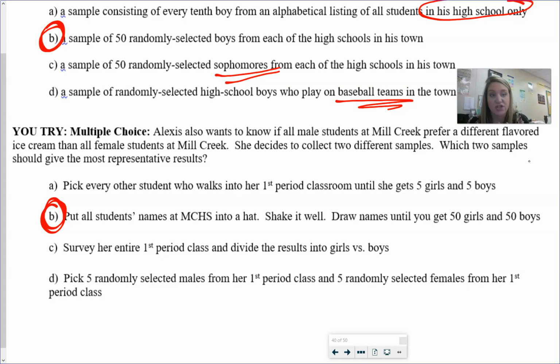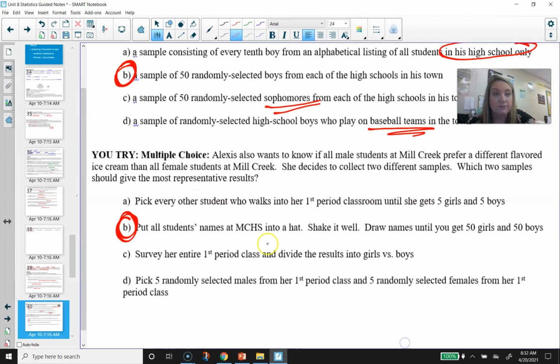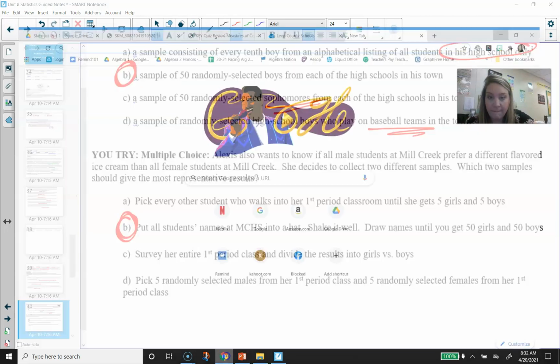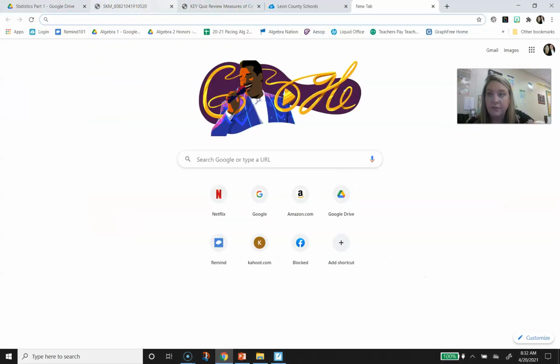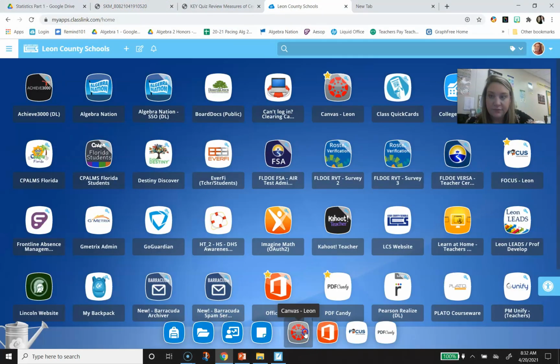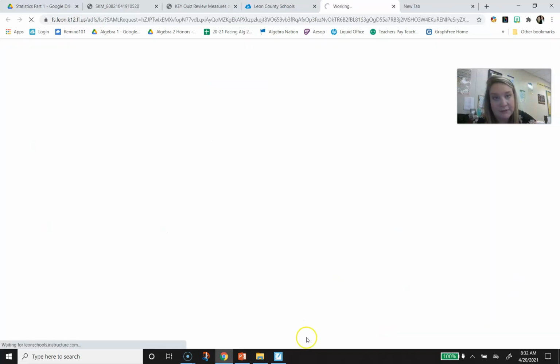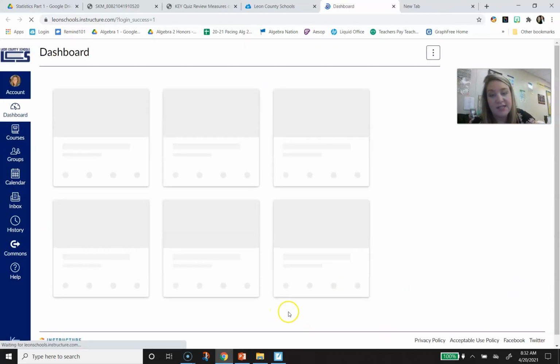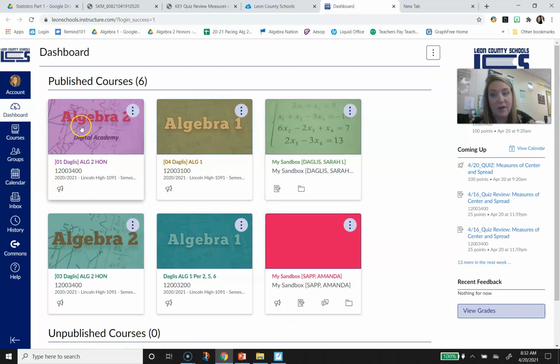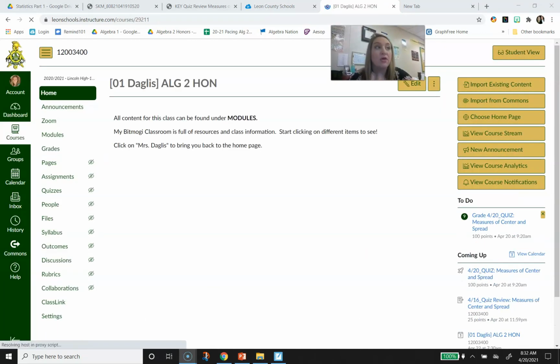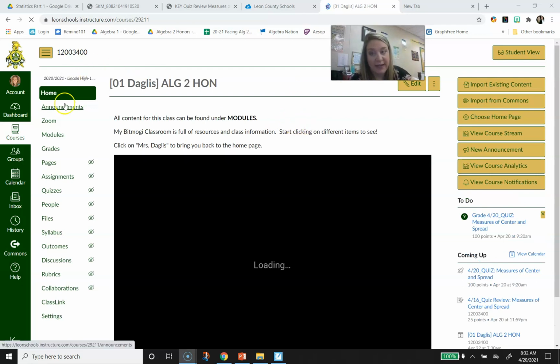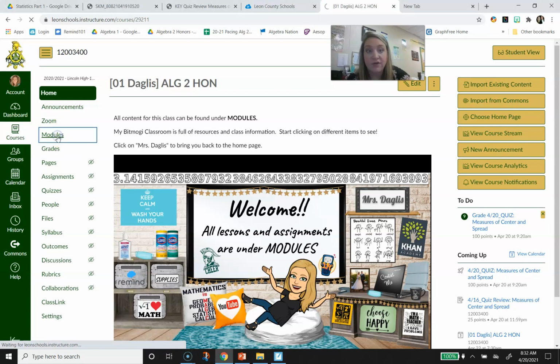You do have 2 worksheets. One is a crossword puzzle. It's going to be all the vocabulary that we just used in these notes. So if you're not sure what words to use, go back through your notes. Everything that has a definition is going to be part of the crossword.